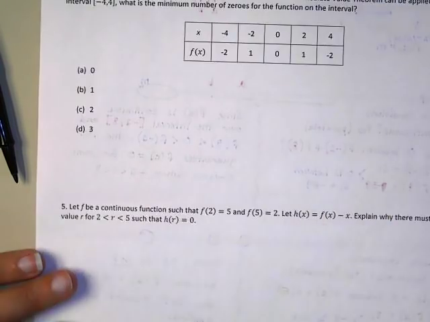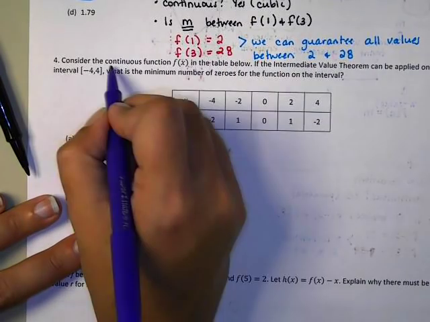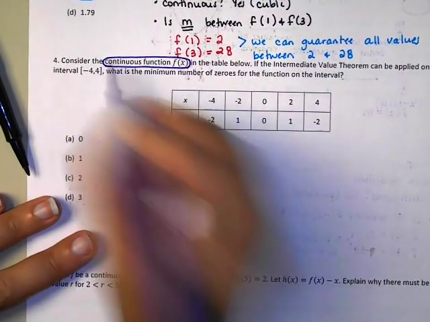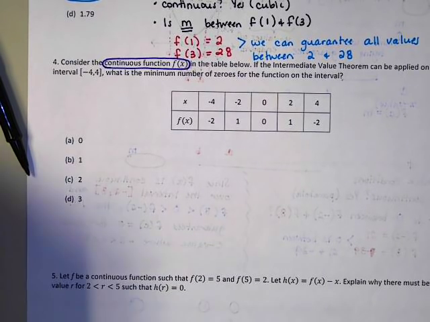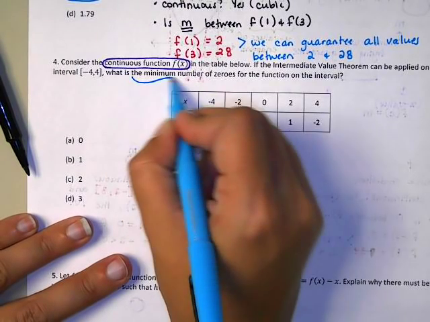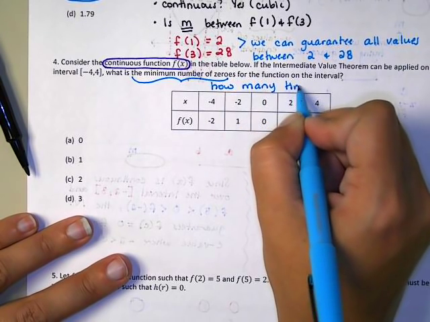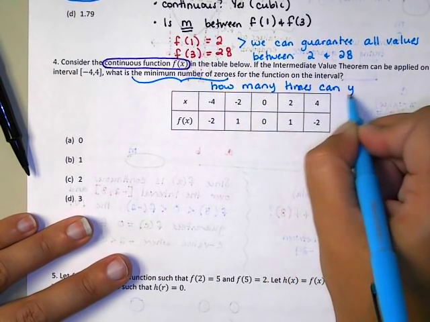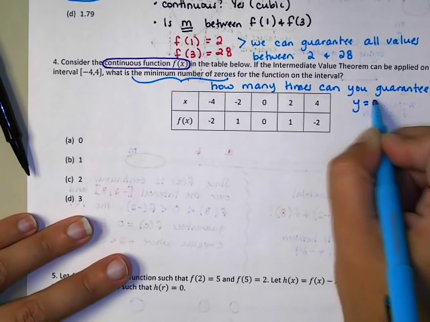For number 4, it says consider the continuous function in the table below. So they're telling you that f of x, which is in this table, is continuous. They're telling you you meet the first condition. If the intermediate value theorem can be applied on the interval -4, 4, what is the minimum number of zeros for the function on the interval? What that means is how many times can you guarantee that y is equal to 0?